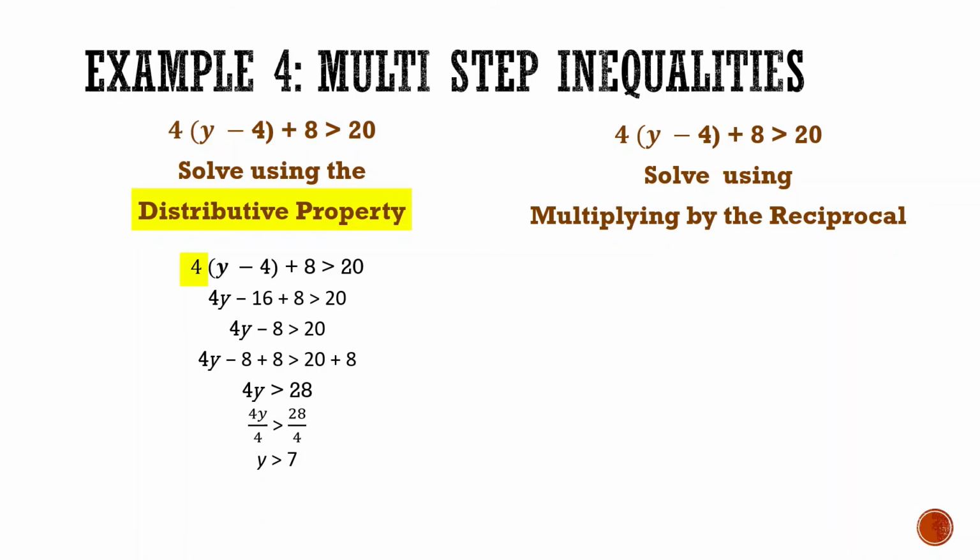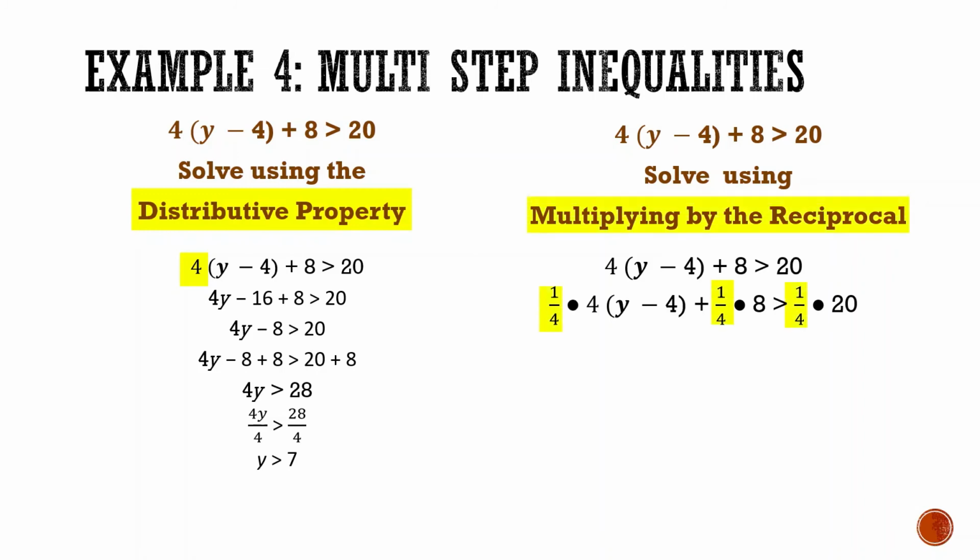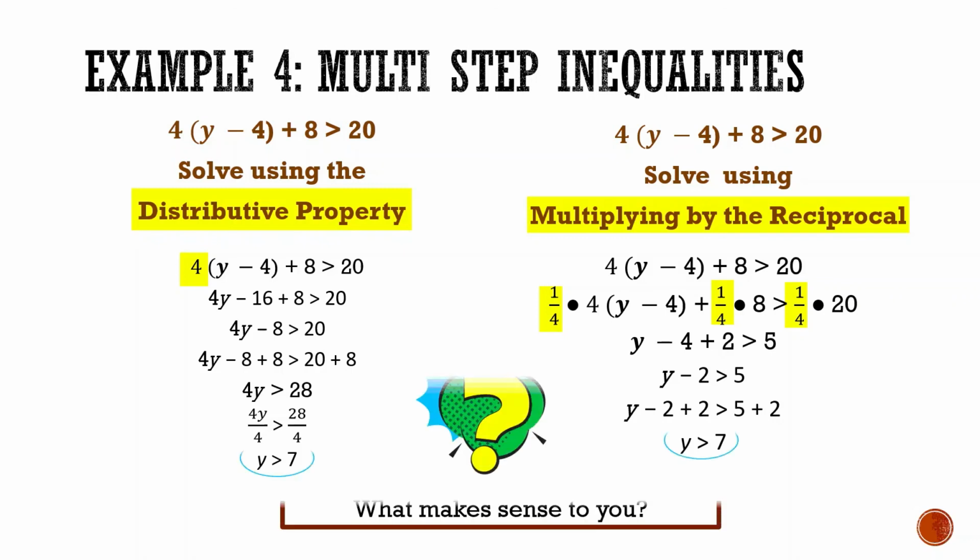Another way to do this is multiply by the reciprocal. I chose the reciprocal of 4, which is 1/4, because 1/4 can be multiplied by 8 and 20 nicely. So 1/4 of 4 and 1/4 of 8 and 1/4 of 20. I end up with y minus 4 plus 2 is greater than 5. Combine my like terms, y minus 2 is greater than 5. Add 2 to both sides, y is greater than 7. What makes sense to you? You can choose either way.